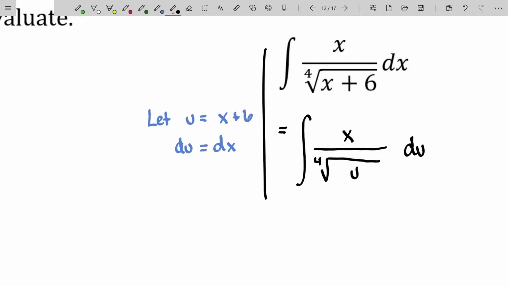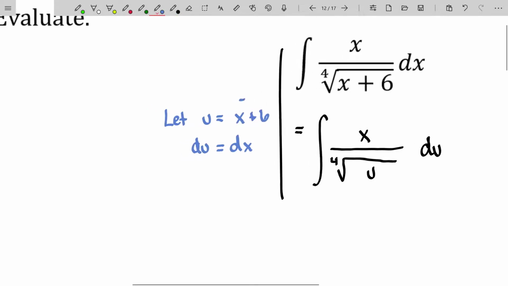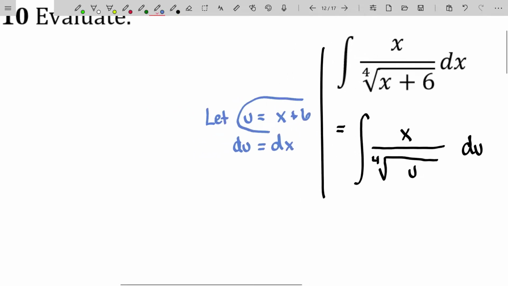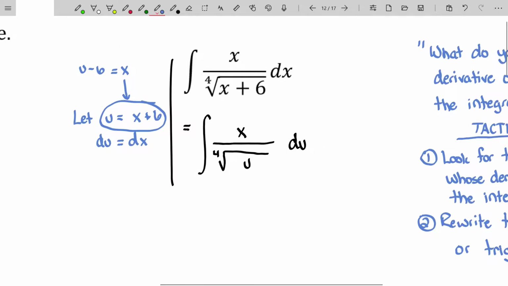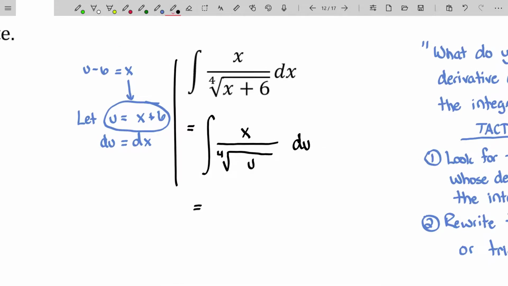Well, this kind of forces us to go back to our substitution really quickly, this guy right here, and say, well, if u is equal to x plus 6, then x is equal to u minus 6. That is part of a substitution process. So sometimes you have to do weird things like that in a substitution. And so in this case, we would get, instead of an x in the numerator, I'm going to write it as a u minus 6 over u to the 1/4 power, du.